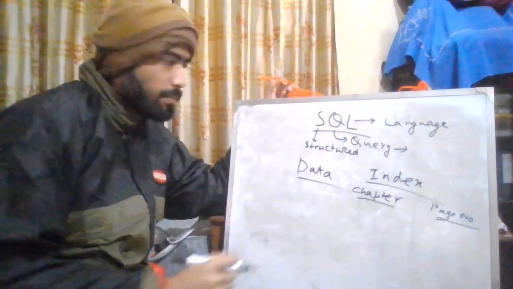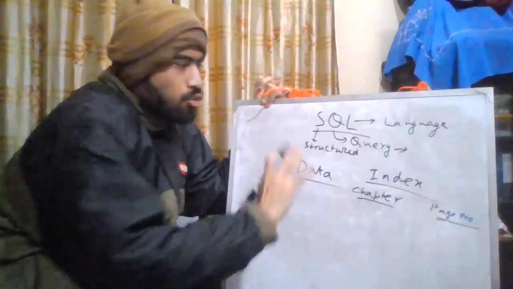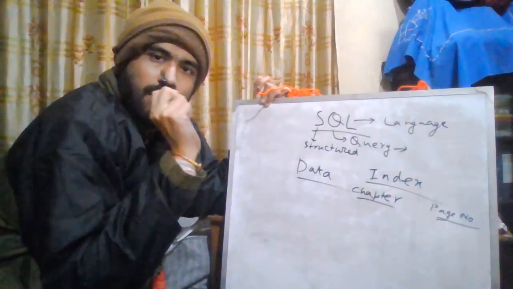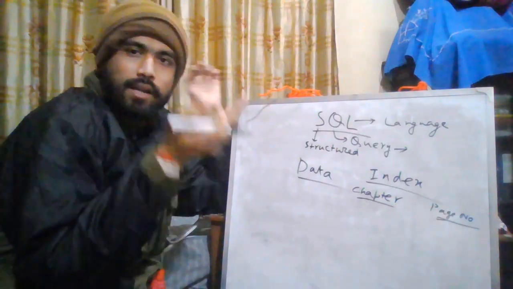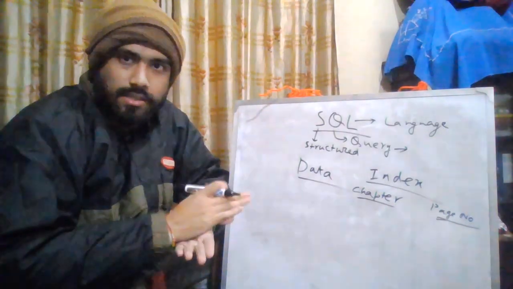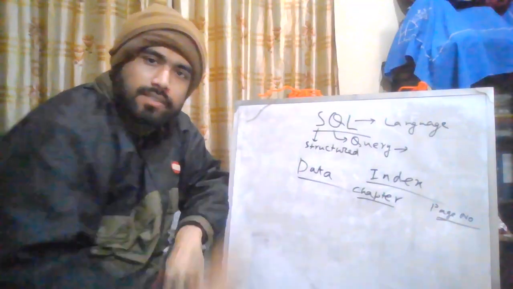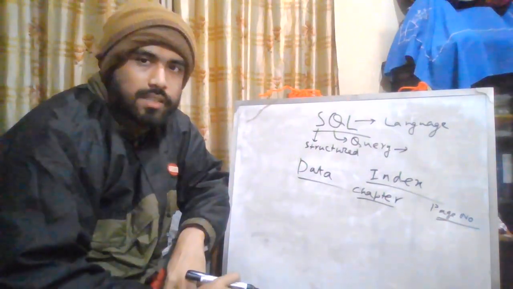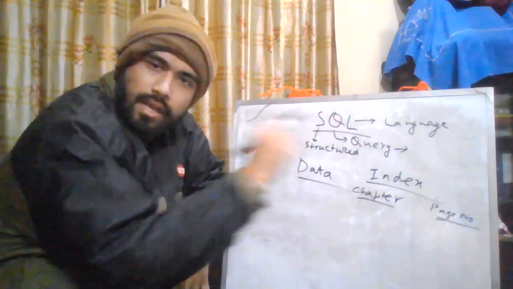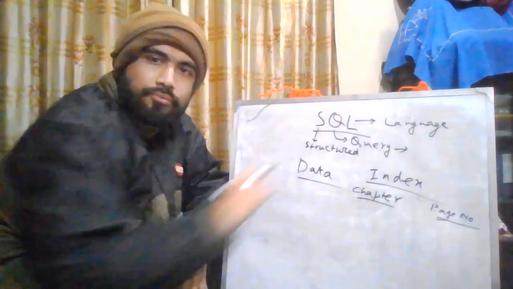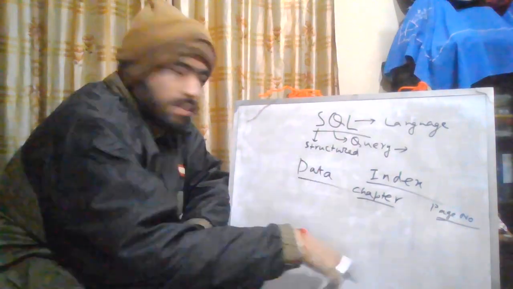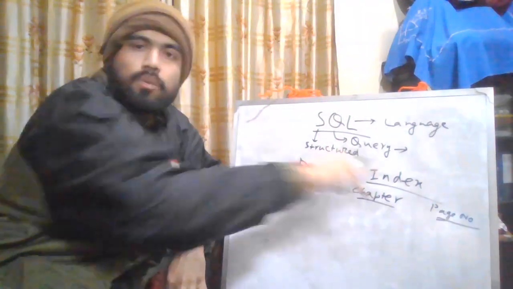Take the previous example again. This is the index page. Whenever you take a book and turn the pages, at first you get the index page. So this book is the database. Inside the database, we have tables. Index is the table, so the table name will be index.